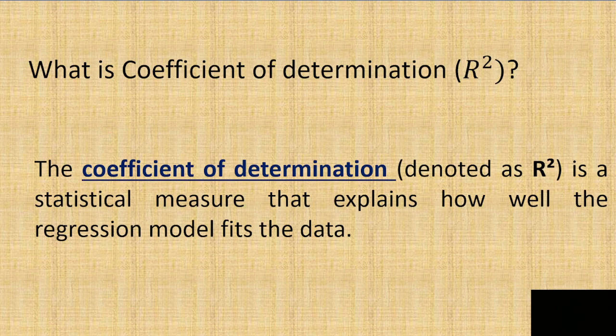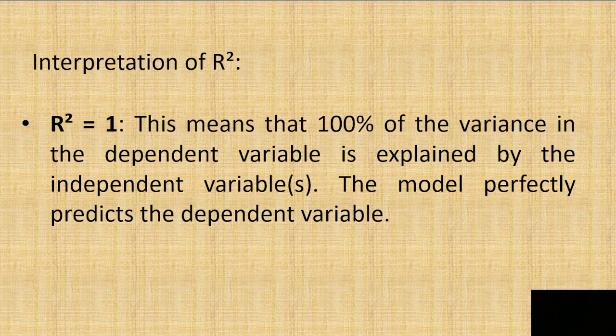So what is coefficient of determination? It is a statistical measure that explains how well the regression model fits the data. There are three interpretations of r squared. First, if r squared is equal to 1, this means that 100% of the variance in the dependent variable is explained by the independent variables. So the model perfectly predicts the dependent variable.